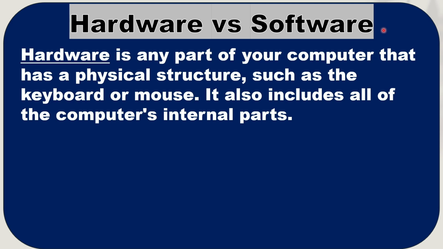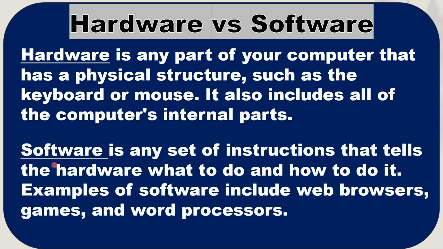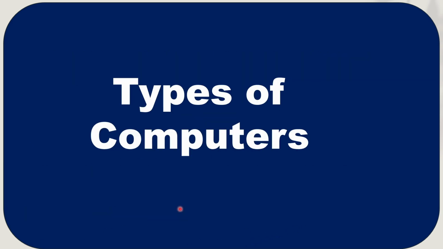So, hardware versus software. Hardware is any part of your computer that has a physical structure, such as the keyboard or mouse. It also includes all of the computer's internal parts, while software is any set of instructions that tells the hardware what to do and how to do it. Examples of software include web browsers, games, and word processors. Now let's have types of computers.